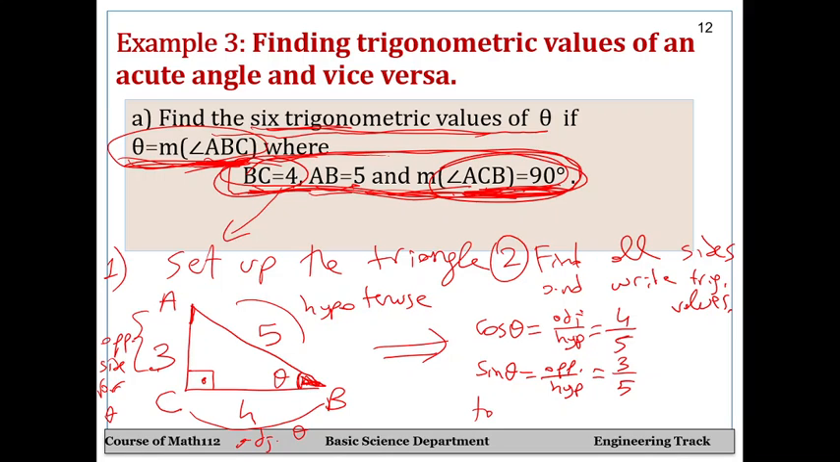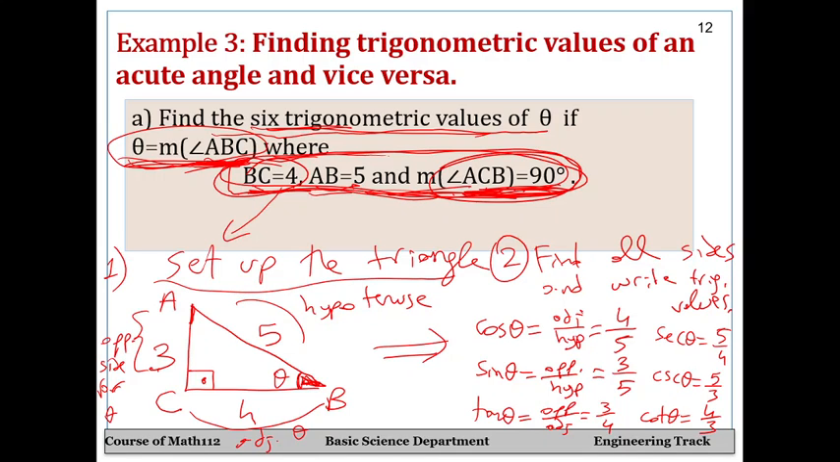And tangent theta is the opposite divided by the adjacent, so it will be 3 over 4. And what is secant theta? I will just say 5 over 4. And what is cosecant theta? It's 5 over 3. And this cotangent theta is 4 over 3. So these are the 6 trigonometric values of theta. So the idea is to set up the triangle, then find all the sides and write the trigonometric values.